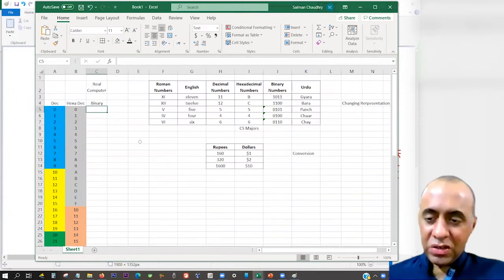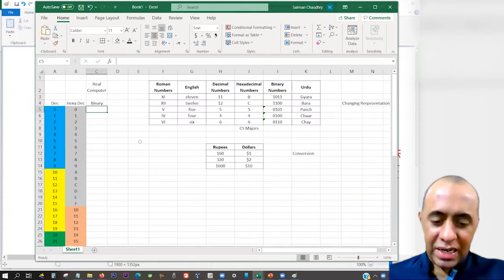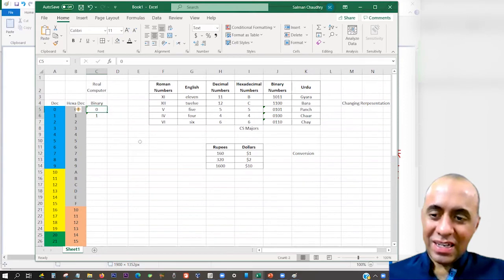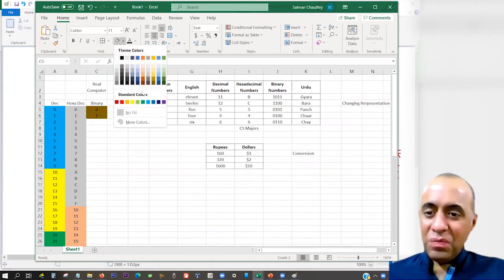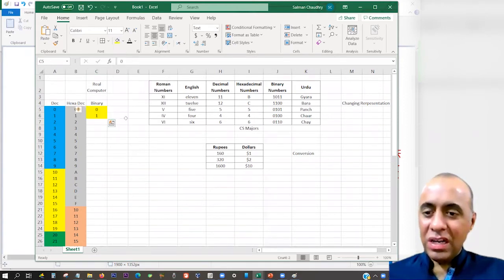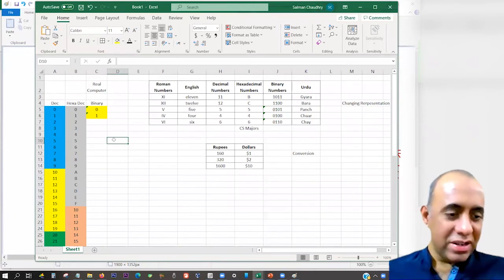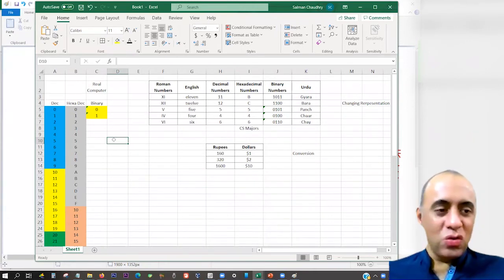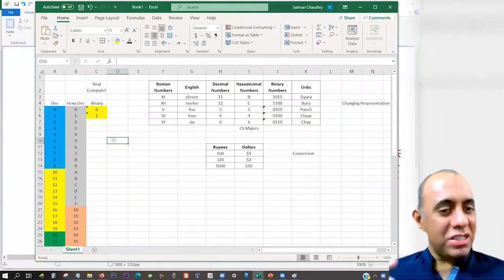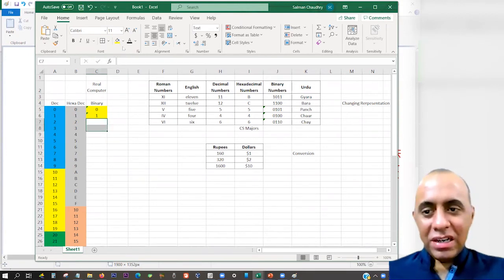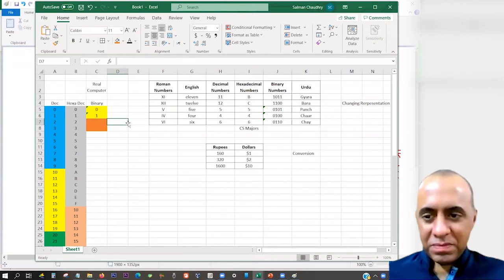Now coming to binary, when I do this, my first group of numbers is done with, right? So now I need to restart the pattern, but still keep the new pattern different from the previous pattern. How would I do that?